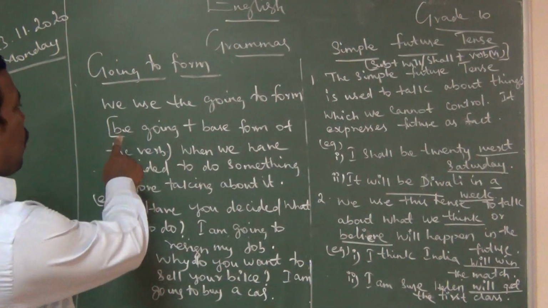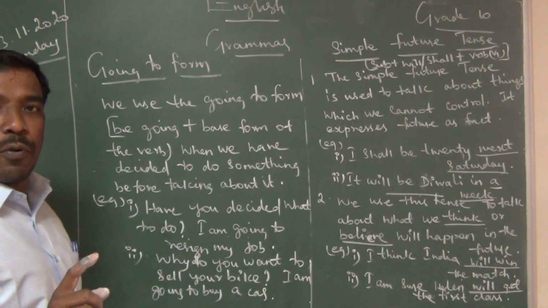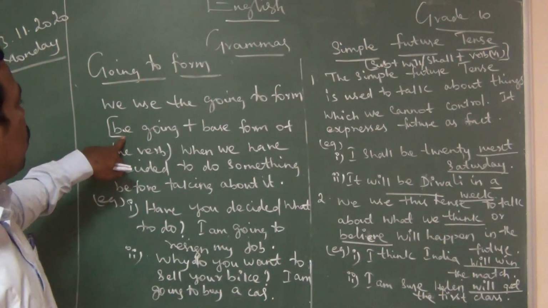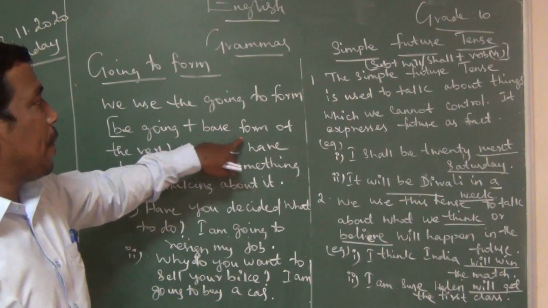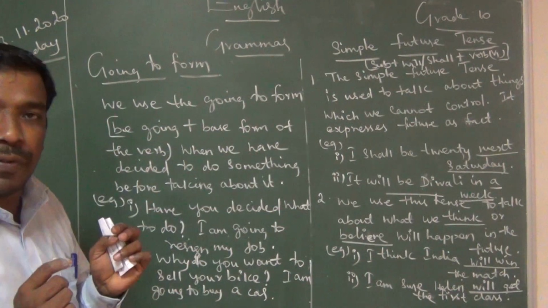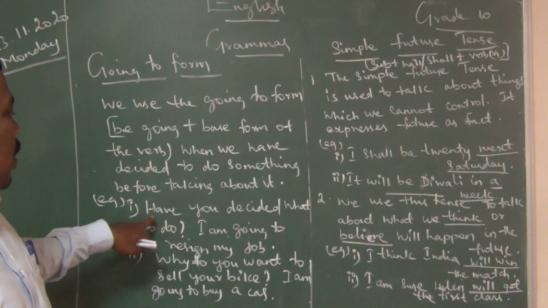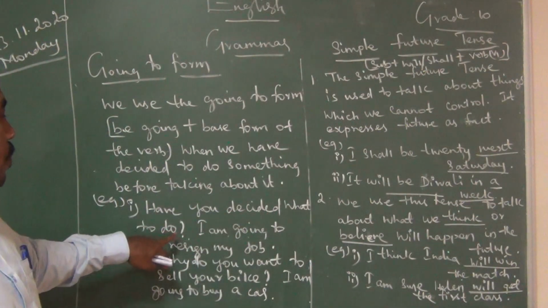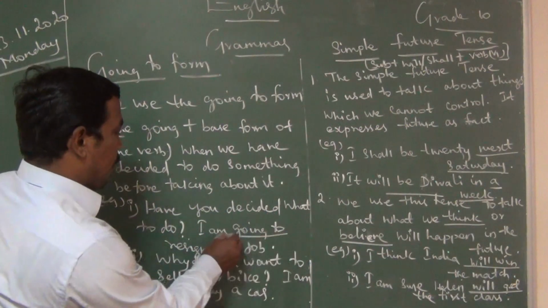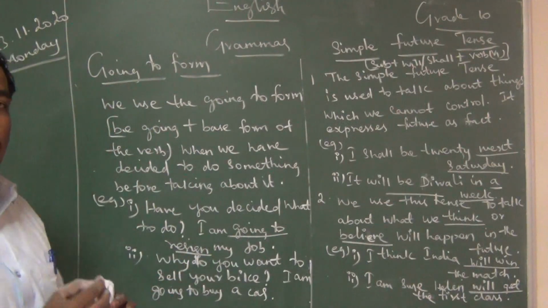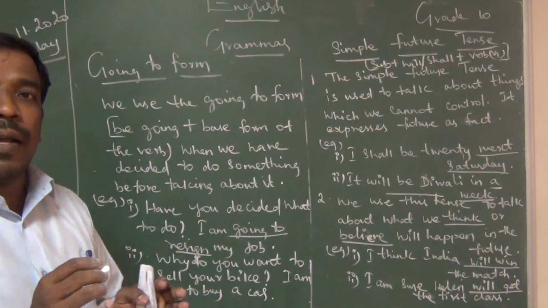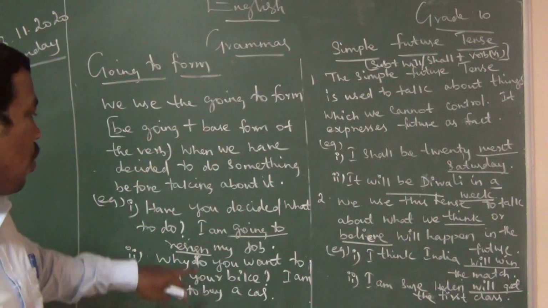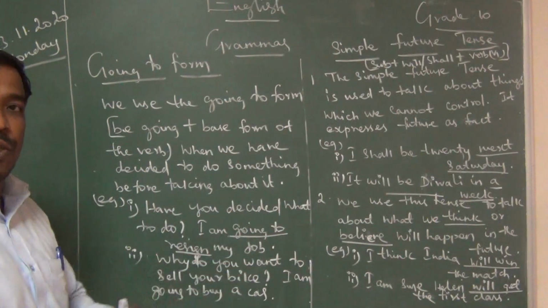So be means the be form of the verb, you know very well. Any be form plus going plus the base form of the verb we should use. Have you decided what to do? I am going to resign my job. Already planned, already decided. So I am going to resign my job in future.